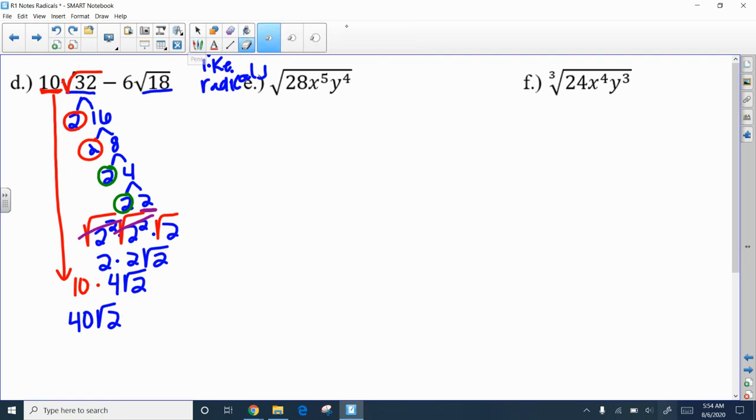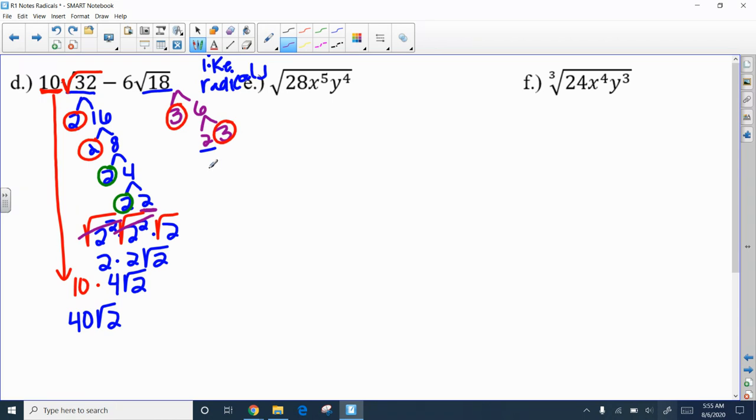Now here, I have to simplify this expression, 6 square root of 18. So let's simplify the square root of 18. 18 can break down to 3 times 6, and then 6 can break down to 2 times 3. So I've got a pair of 3s and a 2 by itself.